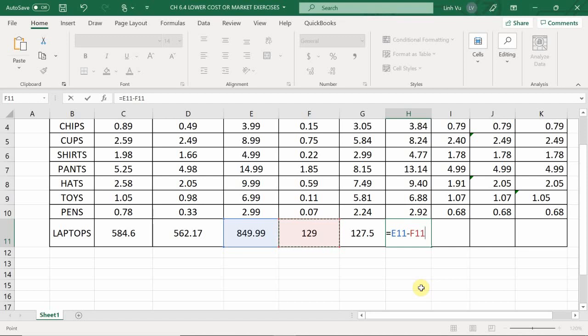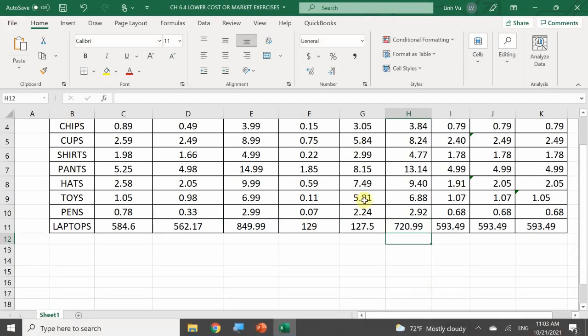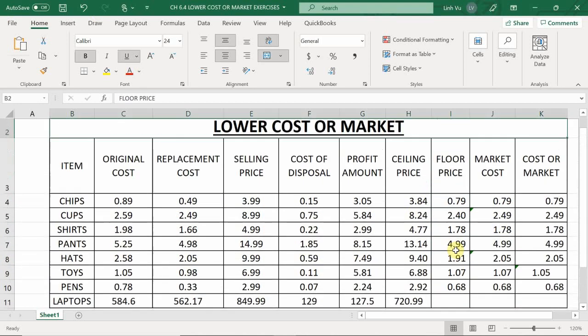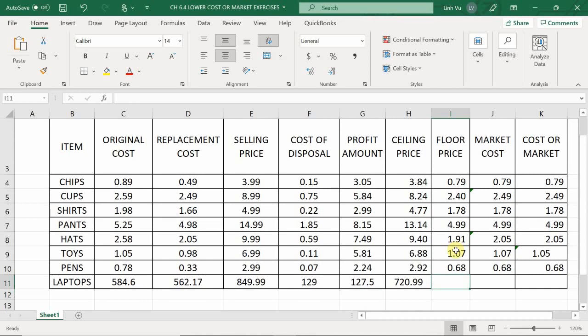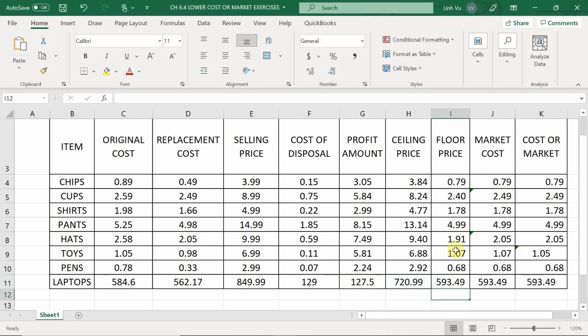The $849.99 minus $129, which is $720.99. Okay. Whoops. Those are not correct. Okay, but anyway, what is your floor price going to be? Oh, gosh, I keep doing that. Okay. What's my floor going to be? $593.49. Right? You take your ceiling minus the profit, $593.49. So let's compare which is the highest value.